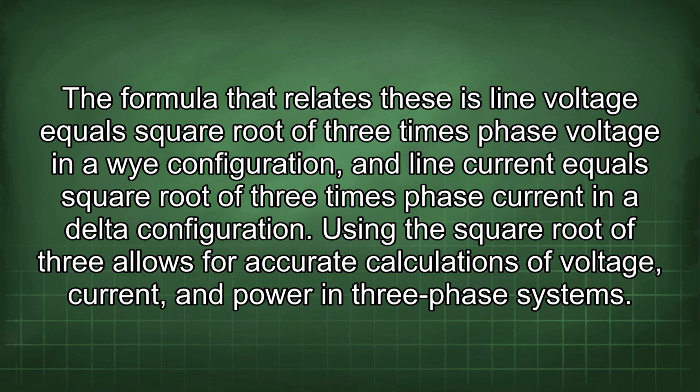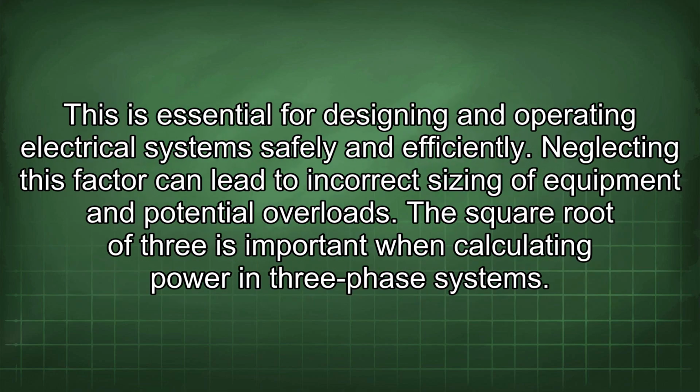Using the square root of 3 allows for accurate calculations of voltage, current, and power in three-phase systems. This is essential for designing and operating electrical systems safely and efficiently. Neglecting this factor can lead to incorrect sizing of equipment and potential overloads.